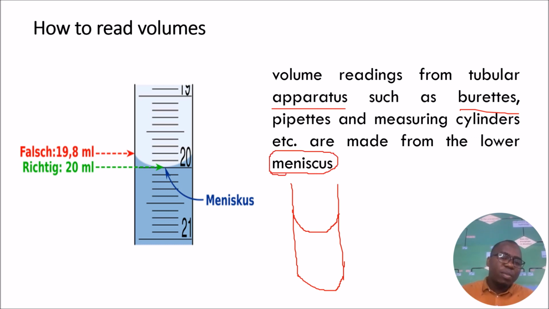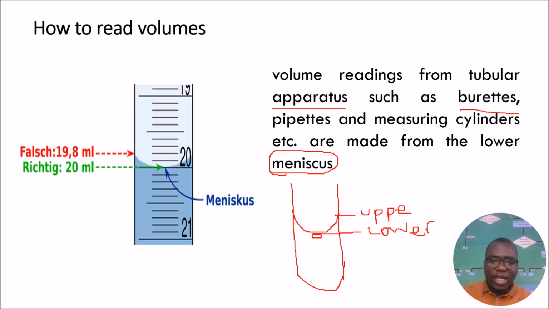Now, this meniscus has two parts. We have the upper meniscus, and then here where it bends at the bottom, that one we call the lower meniscus. So how do you make the readings? The readings are supposed to be taken from the lower meniscus. You don't look at the upper meniscus, but you look at the lower meniscus. That is where the volume readings are taken.